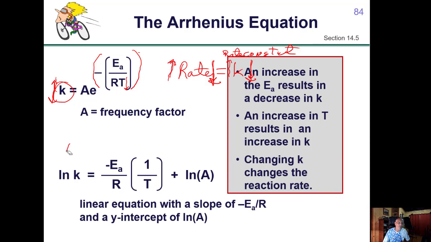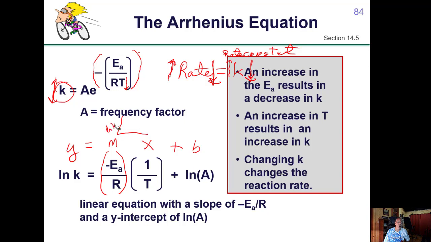This is going to be Y, the natural log of K. My slope will be negative E of A over R, so that's going to be my slope. This is going to be my X value on the X-axis, and this will be my Y-intercept. And so I can graph that.